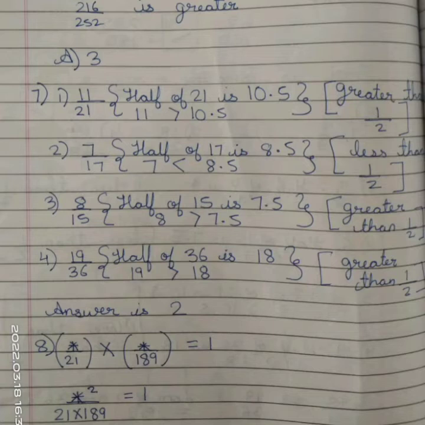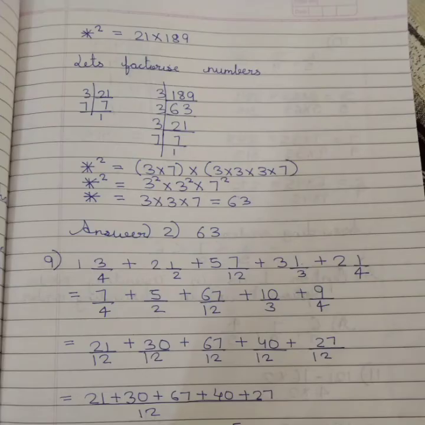So this will multiply, that is now equal to 1. Now the denominator part, 21 into 189, it is being divided. So when it comes to the other side, it will be multiplied. So it will be x² equal to 1 into 21 into 189. Now x² equal to 21 into 189.